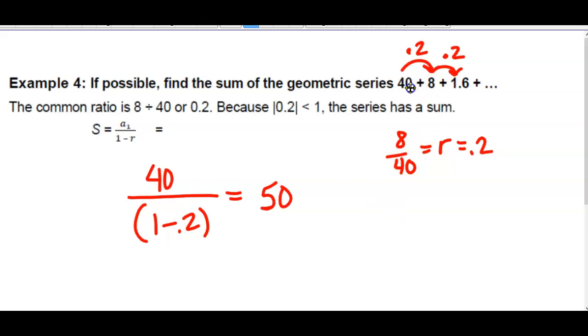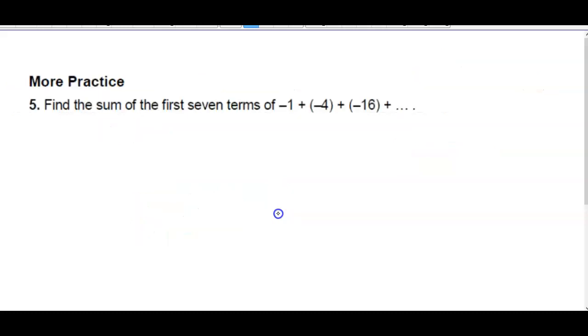So if you added these up, you'd get 40, 48, 49.6, but then you're only adding another, let's see, 1.6 times 0.2 is 0.32, times 0.2 again, you'd only be adding 0.064. So do you see you're adding tiny little bits? So it's not going to get past 50. You're just going to add closer and closer to 50.